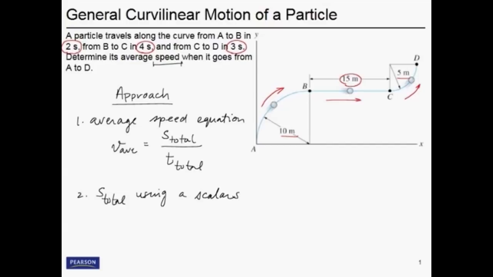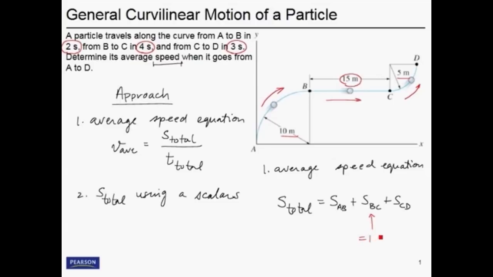Let me just go ahead and write step 1 right here on this page so you can see it. Step 1 is we're going to write the average speed equation. We already know that it's going to include S total and T total, and so S total, just to be explicit about it, is going to be the path from A to B plus the path from B to C plus the path from C to D. And let me emphasize that the one from B to C we already know is just equal to 15 meters. So the hard work in step 2 is confined to segments AB and CD, and that's what we're going to do next.